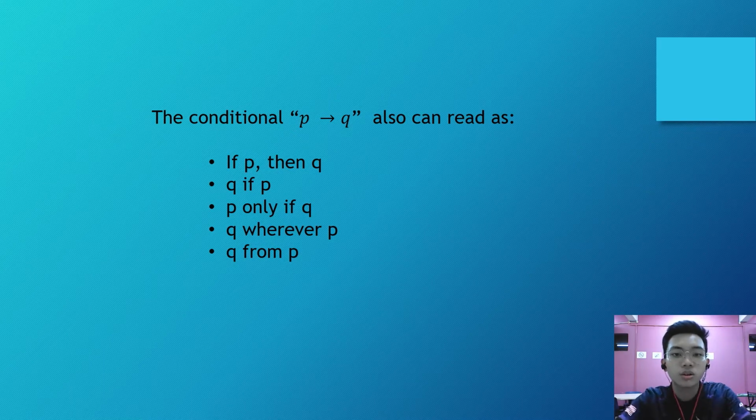So the conditional P implies Q can also be read as if P then Q, Q if P, P only if Q, Q whenever P, and Q from P. The conditional statements we commonly use are point 1 and point 2, so that is if P then Q and Q if P.